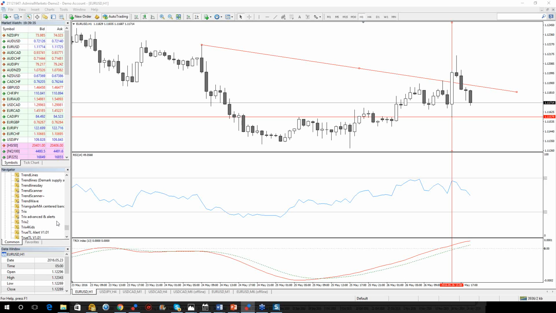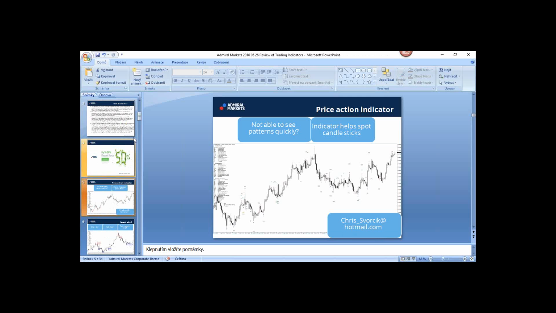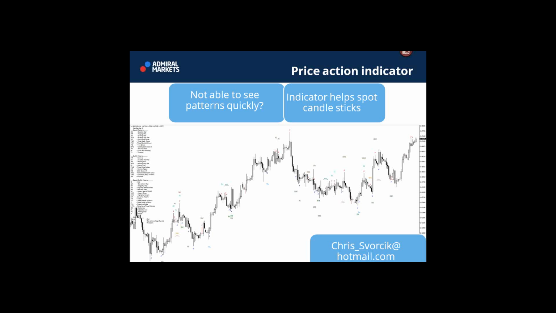Let's see. All right, there we go. Hopefully you can see that. All righty. So do you see the charts now? Do you see basically this price action indicator? That's what I'm going to talk about. And then after that, later on, about Fibonacci and alligator and fractals, combining them, as I showed yesterday.